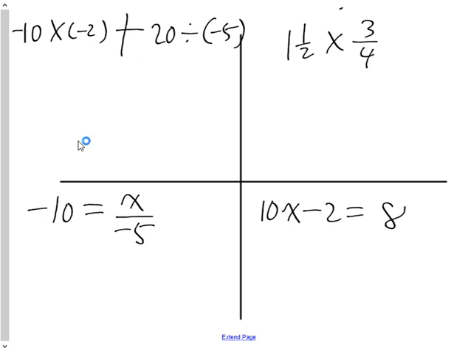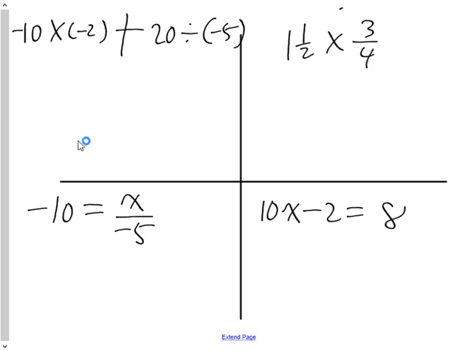It's the 2nd. We have 4 warm-ups today in our grade 8 math class, one from each chapter that we've done so far, at least the first 2. And the last 2 questions are from our current chapter 10 on algebra. So the first question is an algebra or integer question. We have negative 10 times negative 2 plus 20 divided by negative 5.